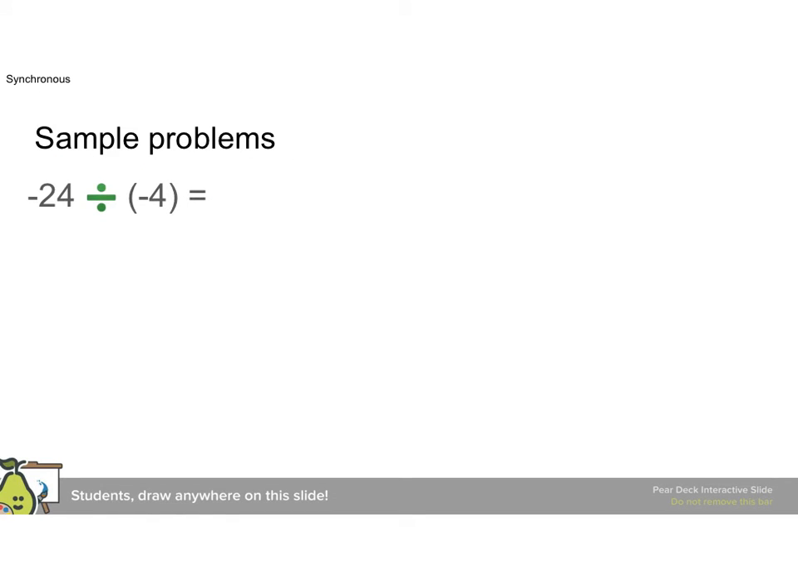Let's go on to the next one. So -24 divided by -4. Well, this is a negative, and this is the negative. So my signs are the same, which means it's going to be positive. Okay, so now I just have to do 24 divided by 4, which is 6. So it's a positive 6. I don't have to put the positive in front. Let's go on to the next problem.